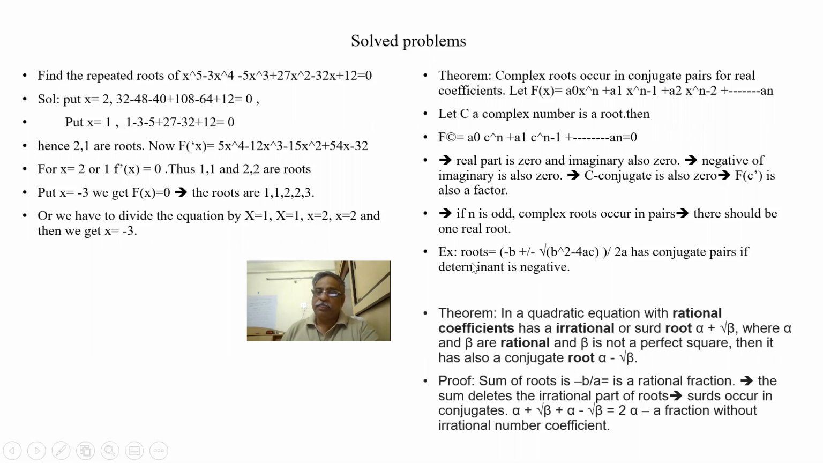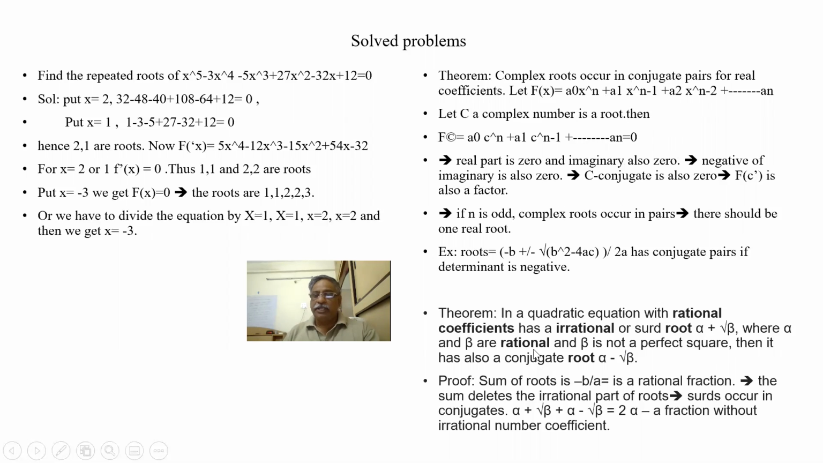Suppose you see a quadratic equation, we have minus b plus or minus root of b square minus 4ac by 2a. If this is negative, we have a complex number, so it has both plus and minus. So if one root is plus, there must be a minus root. If a, b, c are real coefficients, then I should have both the plus root and the minus root. The same thing is applicable for n degree. So this is for complex roots.